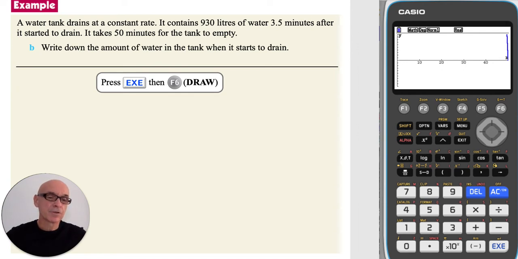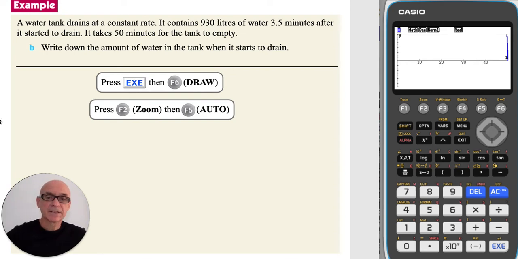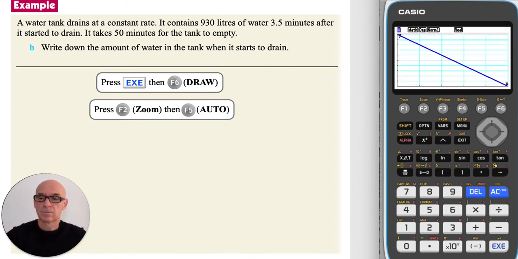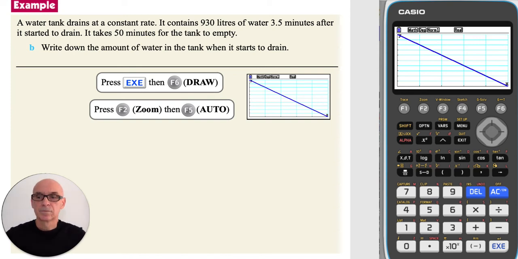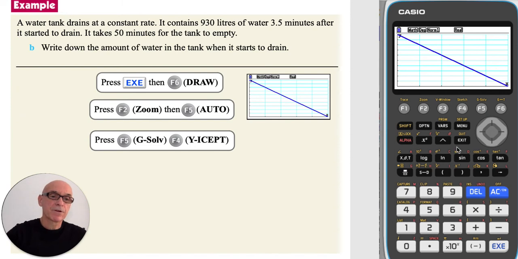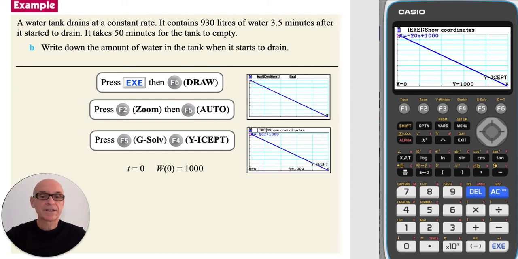As you can see, the graph is not visible yet as we haven't set the y-axis. We can do this automatically if we press F2 for zoom and then F5 for auto. To find the amount of water in the tank when it starts to drain, this is simply the y-intercept. Pressing F5 for G-solve and then F4 for the y-intercept, we see that the y-intercept is 1,000. So there's 1,000 litres of water in the tank when it starts to drain.